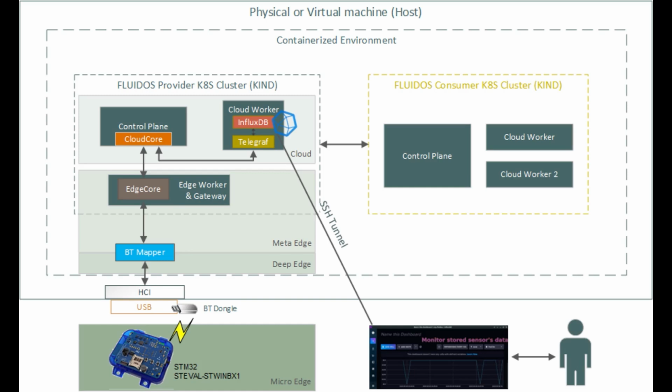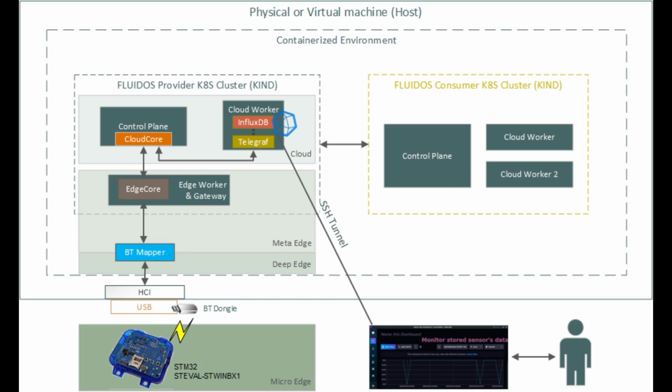The provider cluster supports Edge IoT through Cloud Core at the cloud and Edge Core at the edge, enabling low-end devices to join the Kubernetes-enabled FLUIDOS cluster as worker nodes. Combined with the mapper component, these elements facilitate communication with far-edge devices, allowing data retrieval and forwarding, e.g. sensor values. Although this environment is emulated, we have arranged all components, cloud, meta, deep, and micro edges, in a hierarchical structure similar to a real-world scenario.